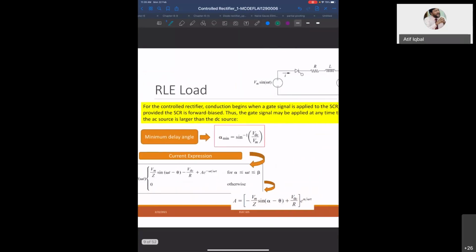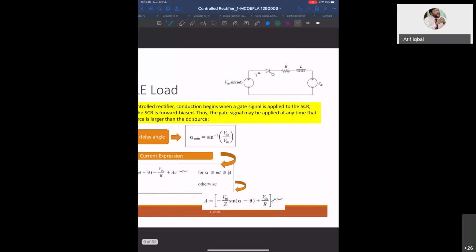Now next we come to the RLE load. So in the RLE load, you have a battery here.